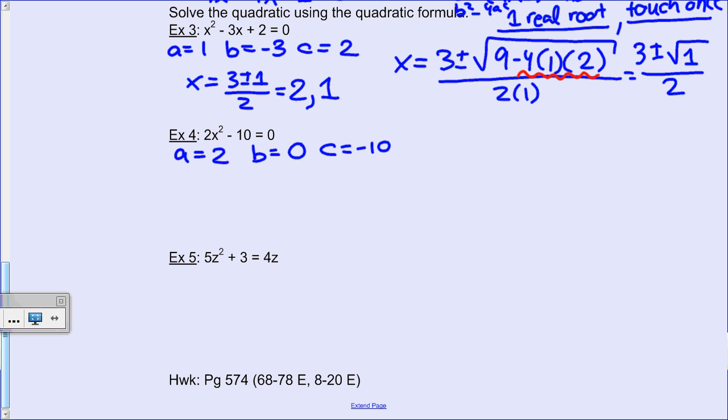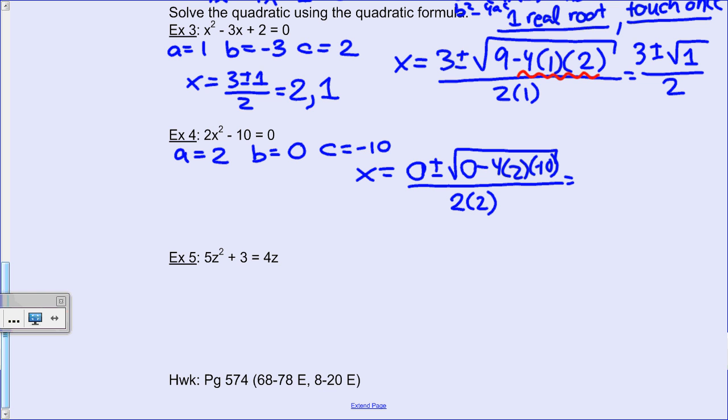And what letter am I going to use? X. Okay, x equals the opposite of b. The opposite is 0. It's still 0. Plus or minus the square root of 0 squared. 0. Minus 4 times 2 times negative 10. Look at this one. Negative times negative will give us a positive. Positive 4 times 2 times 10.